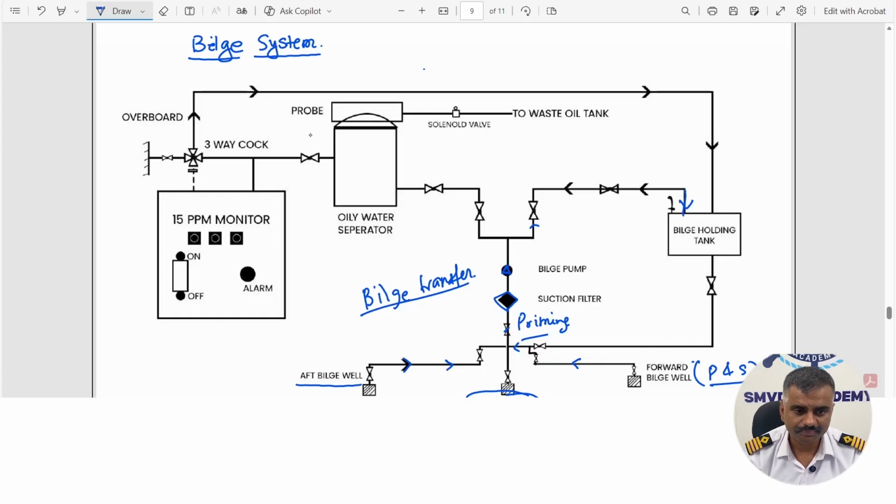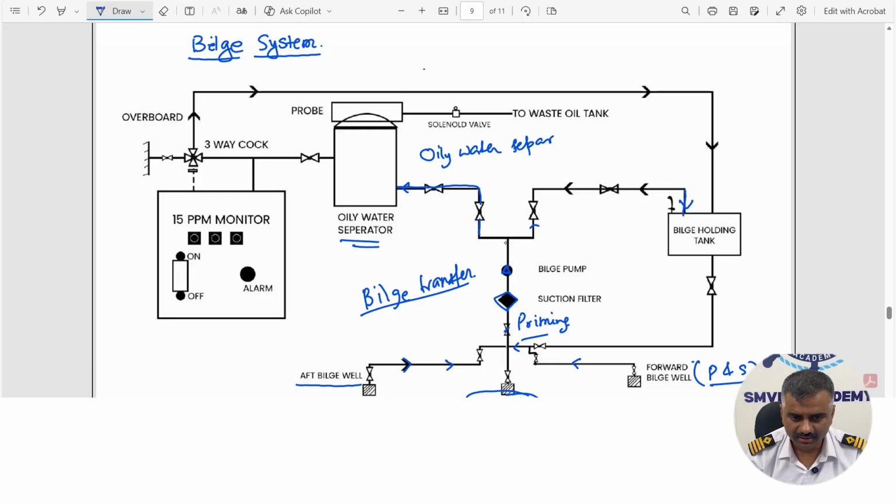Now coming to the bilge OWS, oily water separator line. This one is the oily water separator. From the same bilge pump, you will have a line to the oily water separator. You can pump bilges from the bilge well directly through the OWS, or you can pump the bilge via the OWS from the bilge holding tank. How will this work? This bilge pump will take suction from the bilge holding tank and it will send the bilge water into the oily water separator.